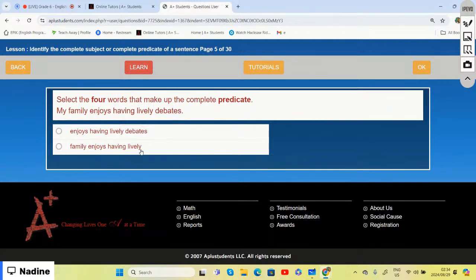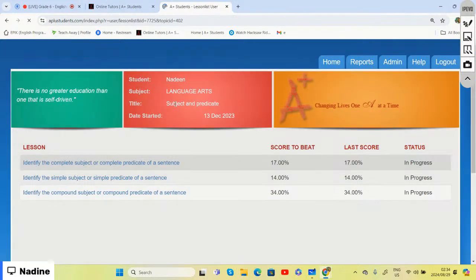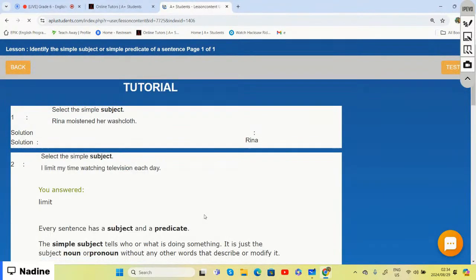And if we were to choose the correct option, we would say it is enjoys having lively debates. All right. Yes, option one is correct. Well done. The next one is we need to identify the simple subject or the simple predicate.